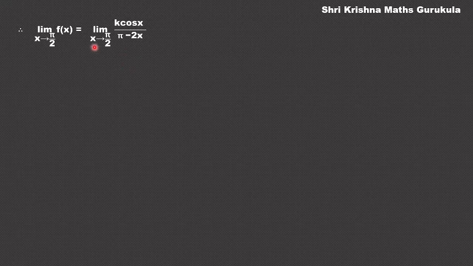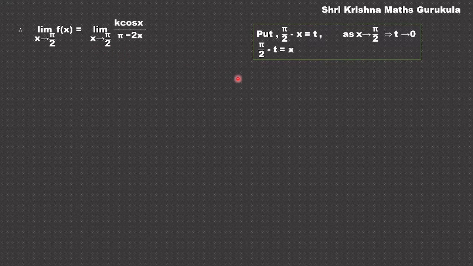Yes, if x is tending to pi by 2, then the substitution is always pi by 2 minus x is equal to some t. That is what we always make. Limit, minus that, x is equal to t. This is the substitution. So pi by 2 minus x is equal to t. Now what is x then? If this is the substitution, then x is pi by 2 minus t. Correct? From this substitution only. Okay, this is clear now.